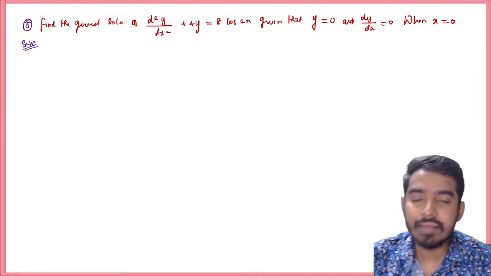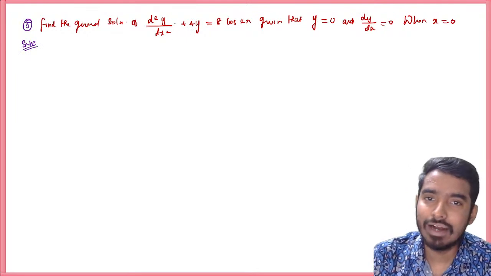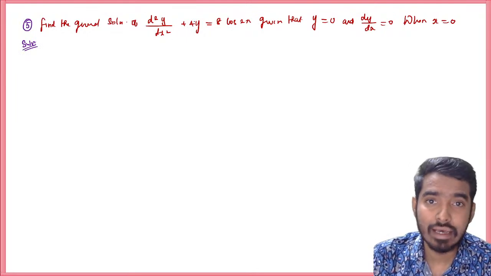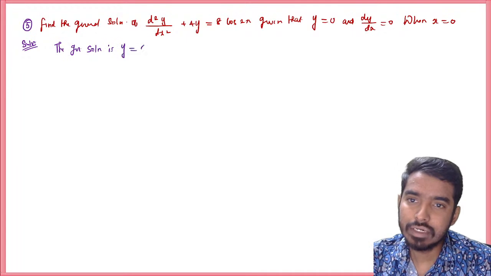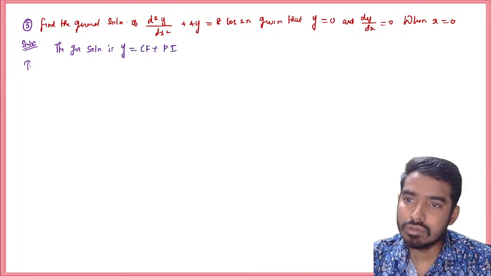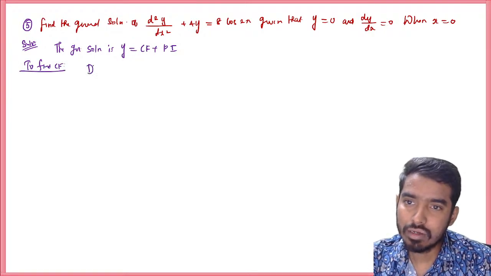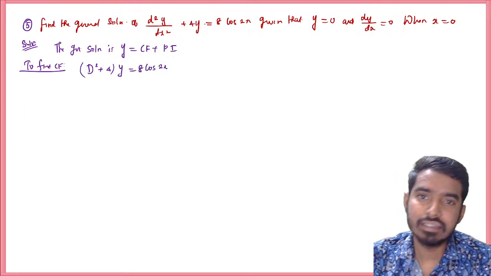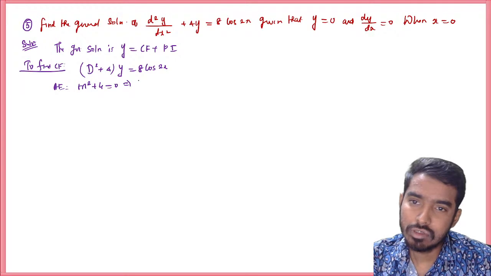So we can see it is a second order linear differential equation with constant coefficients, and it falls under type 2 because it is of the form sin ax or cos ax. Therefore, the general solution is given by y is equal to CF plus PI. So first we will find CF. We have the equation D square plus 4 of y is equal to 8 times cos 2x. This is the given equation, right? What is the auxiliary equation? It is m square plus 4 is equal to 0. So we have m square is equal to minus 4. This is i square into 4. It implies m is equal to plus or minus 2i.